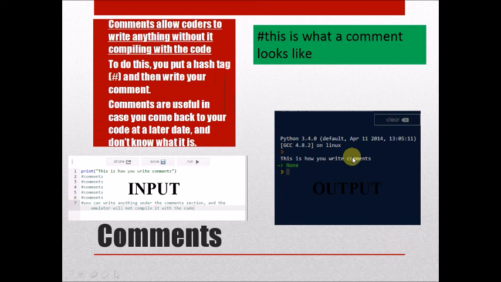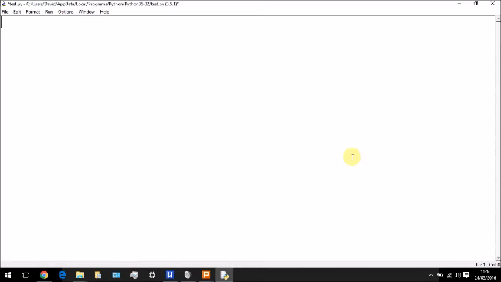And then there's another thing you need to know, very basic, but comments. Comments are very, very useful when coding. They allow coders to write anything without it compiling with the code. So to do this, you put a hashtag and then write your comment, and they are useful in case someone else is reading your code, or if you come back to your code at a later date and not sure what it does. So you need to get used to commenting your code.